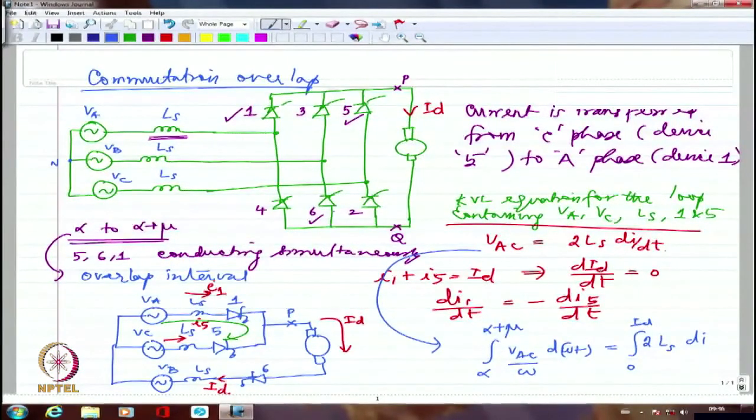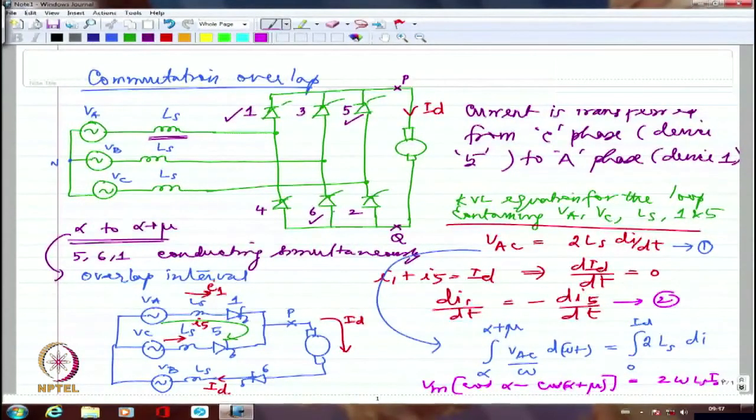And the third equation we got from here was that VAC we could have written as Vm sin omega t, because VAC zero crossing is our reference. That's why we are able to integrate from alpha to alpha plus mu. So we wrote this as Vm times cos alpha minus cos of alpha plus mu, equal to 2 omega Ls Id. This is what we wrote, right? 2 omega Ls Id, that's what we wrote.